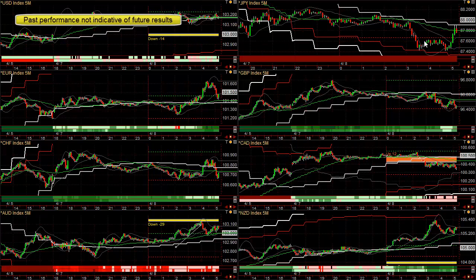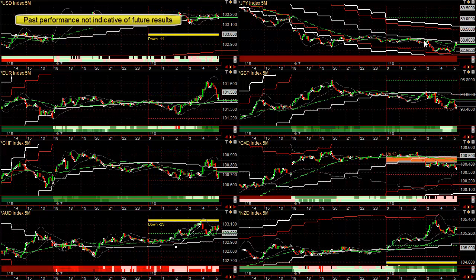Let's zoom these all out so that they line up again. You can see the euro pulled back, found support at 15. The hourly's right underneath it. It's hovering right at the previous day's high. The yen has been below the hourly all day.